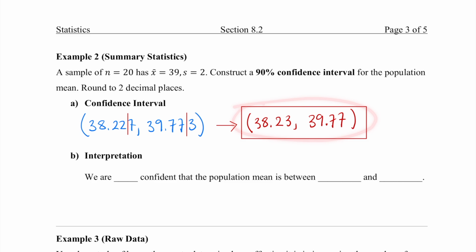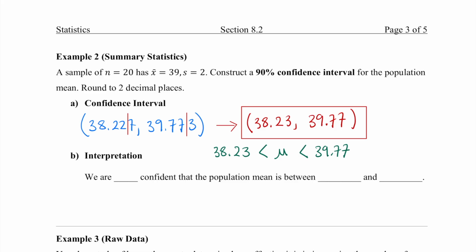You could also write it as 38.23 less than mu less than 39.77. We use mu here because we're estimating the population mean. This simply means that the population mean is in between 38.23 and 39.77. Both forms represent the same confidence interval, but this is the interval notation, and this is the inequality notation.